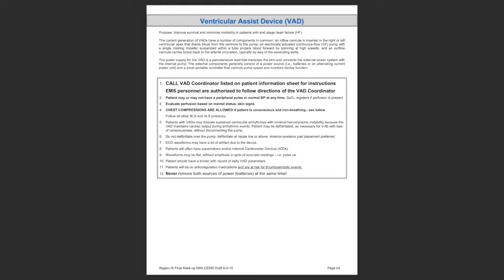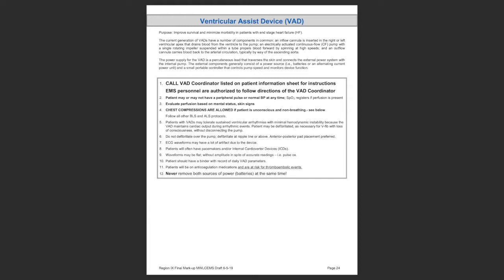But before we begin, just a couple of footnotes to mention for our VAD patients. The first being that these patients should have a binder or information sheet with instructions for us, as well as a number to contact their VAD coordinator. We need to contact their VAD coordinator immediately because they may give us pertinent information to help us manage that patient. We also need to make sure that we bring everything for that ventricular assist device with us to the hospital. And if we're having battery issues, we need to ensure that we don't remove both batteries at the same time, one at a time if we need to change both of them.